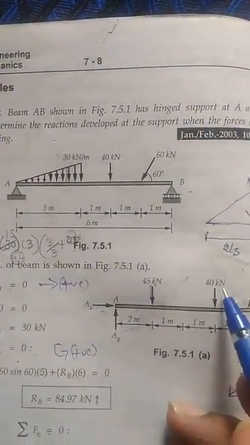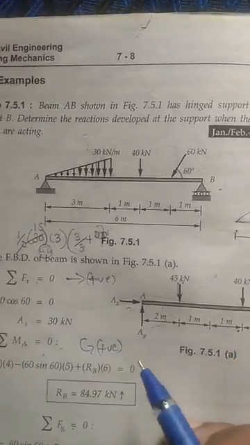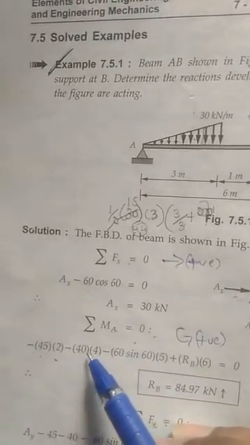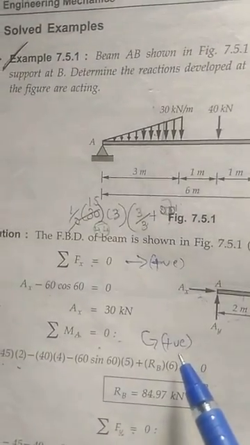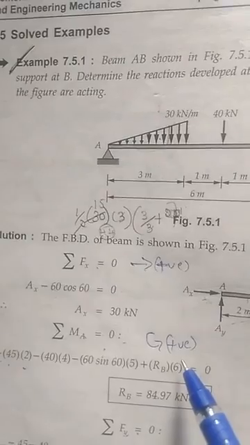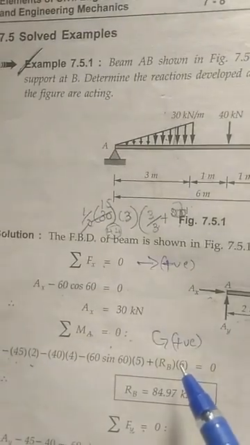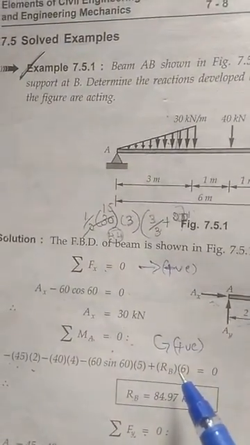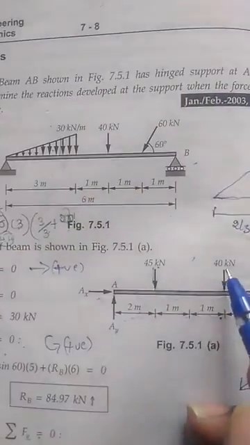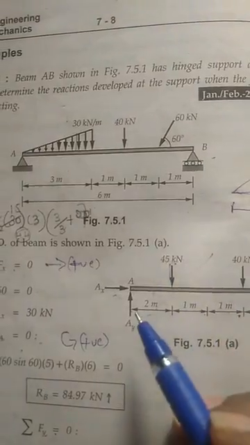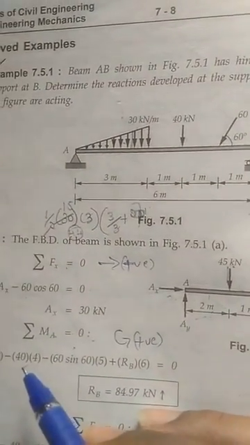Next one, you can see here 40 into 4, so it is moving in a clockwise direction, so it is negative. In the class, in other classes, I have taken clockwise as positive. For this particular problem, to make it easy and convenient, I have taken anti-clockwise direction as positive. So you can see here 40 into 4, it is moving in a clockwise direction, so 40 into 4 is negative.